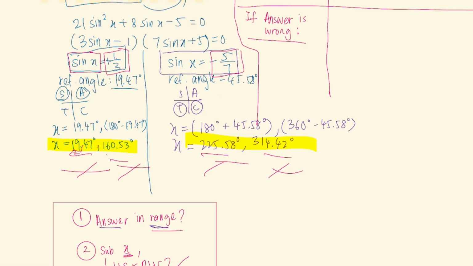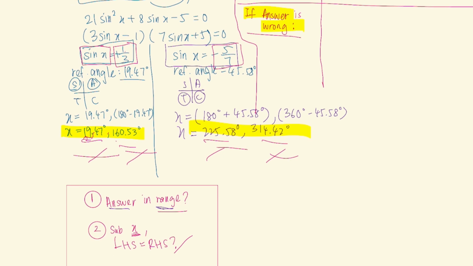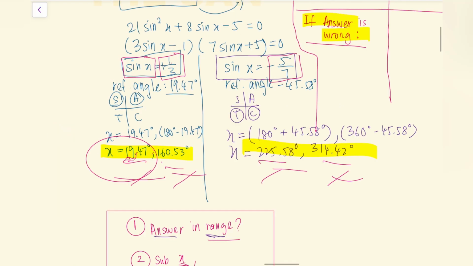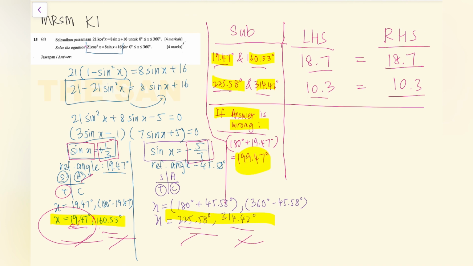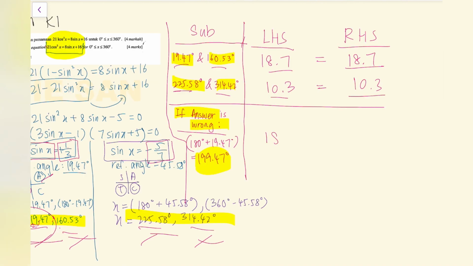So let's see if our answer is wrong, what will happen when we're checking our answer. For example, the first value is 19.47. This answer came from the first quadrant. So let's say I wrongly come out with the answer in third quadrant, that means my answer is 180 plus 19.47. This is my wrong answer. So we will get 199.47. So when I substitute this value into this equation, left hand side I will get 18.7, right hand side I will get 13.3. So we can see that left hand side is not equal to right hand side. That means this answer is wrong.